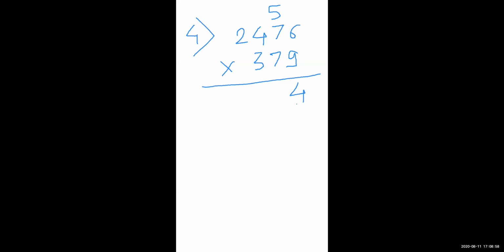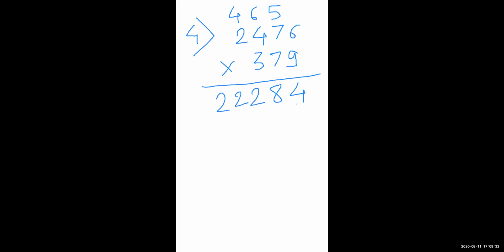Then 9 sevens are 63. 63 plus 5 is 68. 68's 8. 6 goes to carry. Again 9 fours are 36. 36 plus 6 is 42. 42's 2. 4 goes to carry. 9 twos are 18. 18 plus 4 is 22.